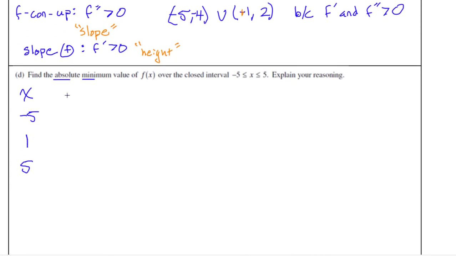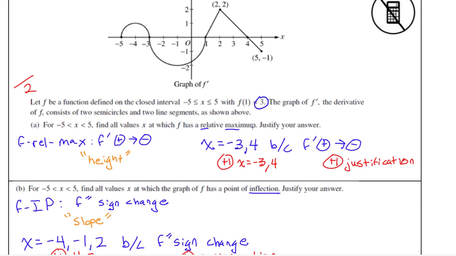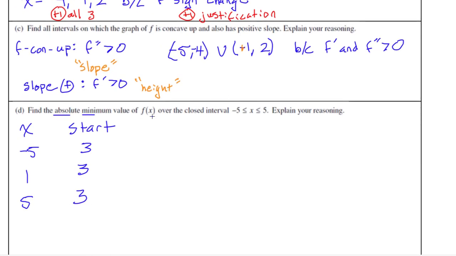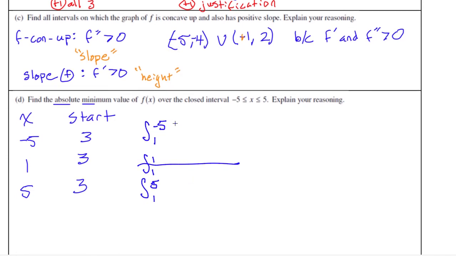1. Our start for all of these is 3, 3, 3. That comes from this initial value that told us that it is 3. Our integral will start here at 1. So it's going to be the integral from 1 to -5, that's a problem. The integral from 1 to 1, which is going to be nothing. The integral from 1 to 5. And then we're plugging in f prime here. F prime of x dx.